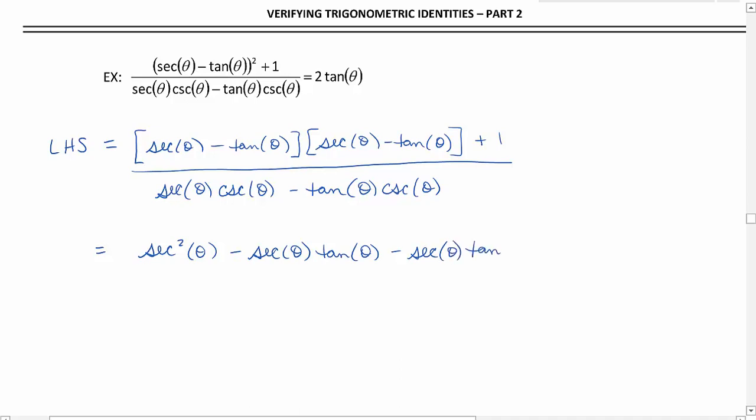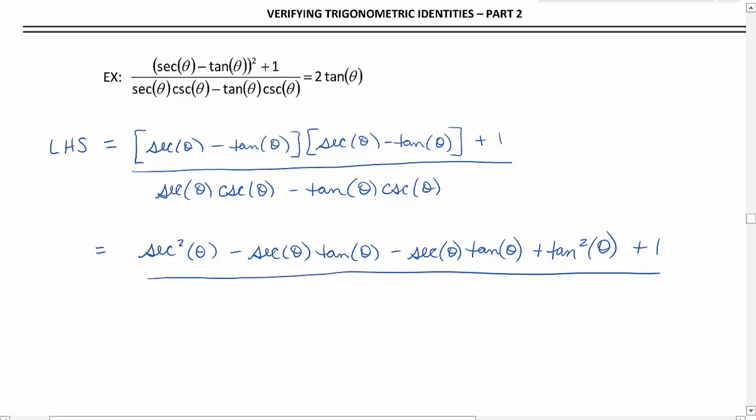And you could write that tangent secant if you're more comfortable with that. It's still going to be a like term. And then a negative tangent times a negative tangent is plus tangent squared. And we still have that plus 1 on the end over our entire denominator.